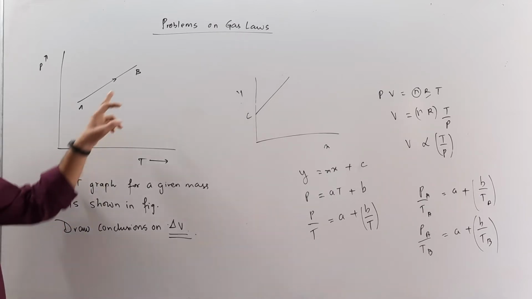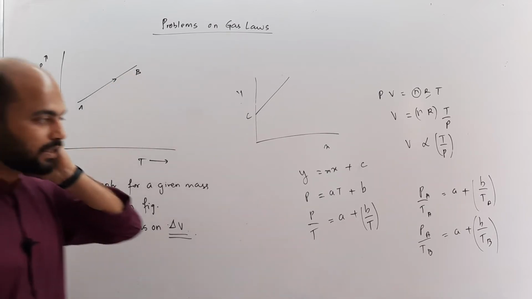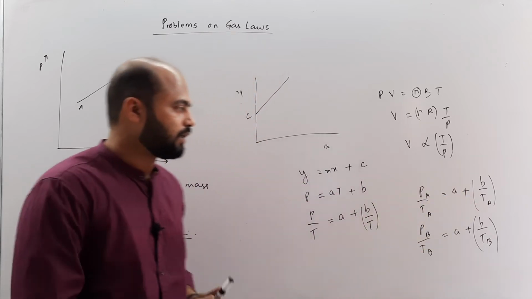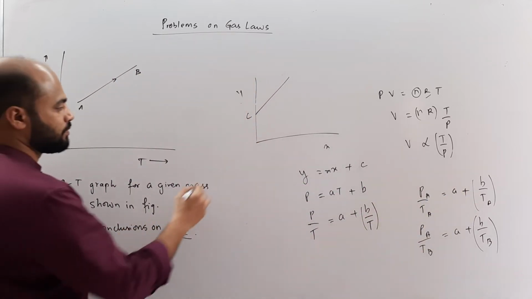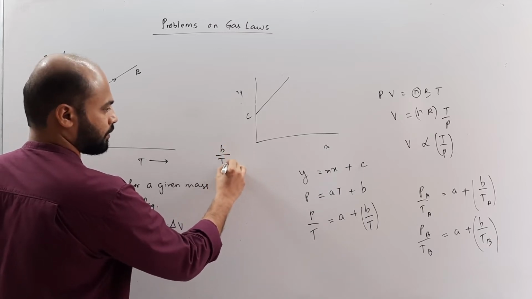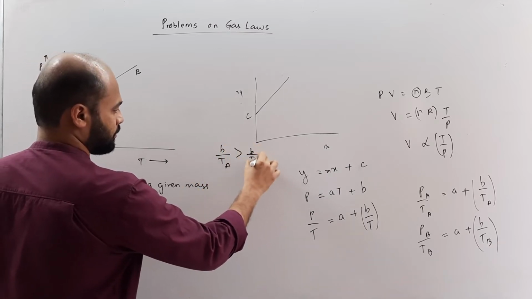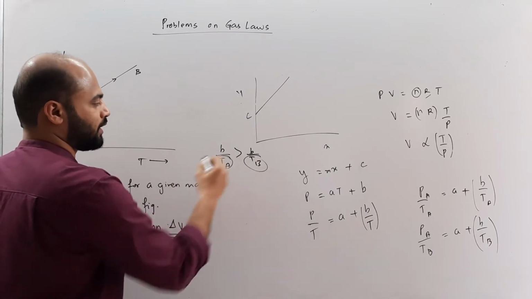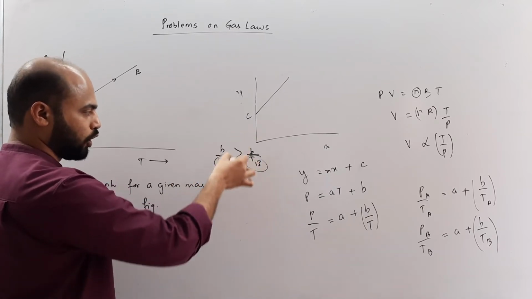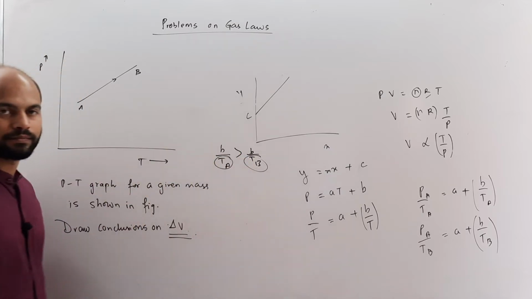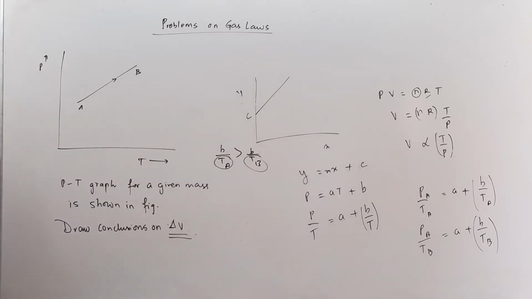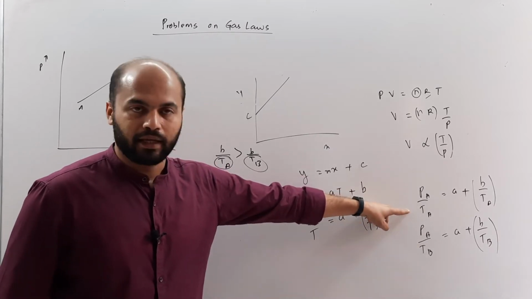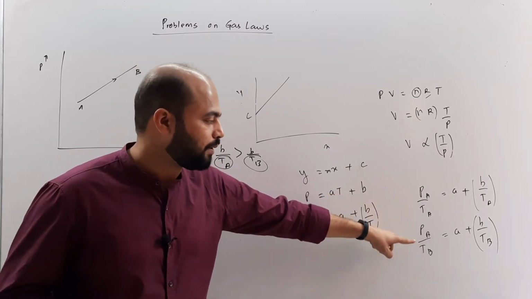Because the temperature is higher at point B, we can say that B by TA is more than B by TB, simply because here the denominator is low and here the denominator is high. So this quantity overall will be lesser than this. And A being a constant, PA by TA will be higher than PB by TB.